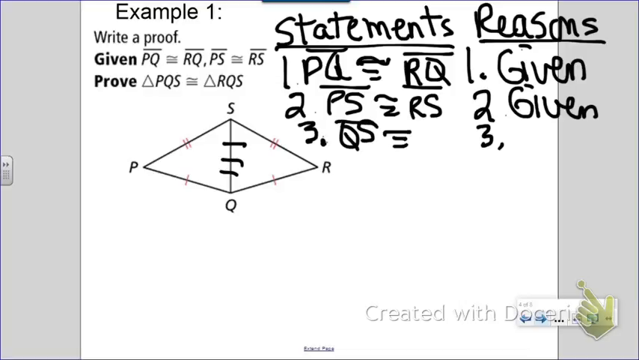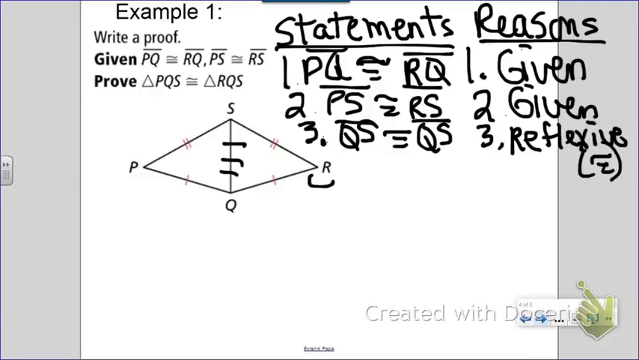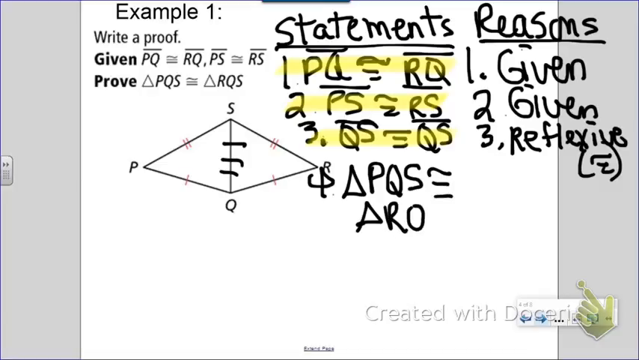QS is congruent to QS, and remember that's the reflexive property. Anytime you have something congruent to itself, it's the reflexive property of congruence. And now I have three parts marked on the picture, three parts congruent written down. So now I can say my proof statement: triangle PQS is congruent to triangle RQS. In our new test of congruence, we've used a side, a side, and a side marked, so this one is side-side-side congruence.